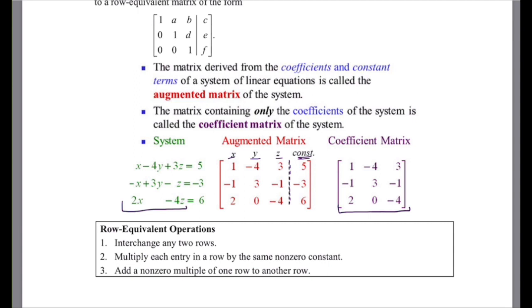Just like when we were solving 3 variables, we could interchange any 2 rows, we could multiply each entry in an entire row by the same non-zero constant, and we're also able to add multiples of one row to another, just in matrix form versus written out as a system of linear equations.